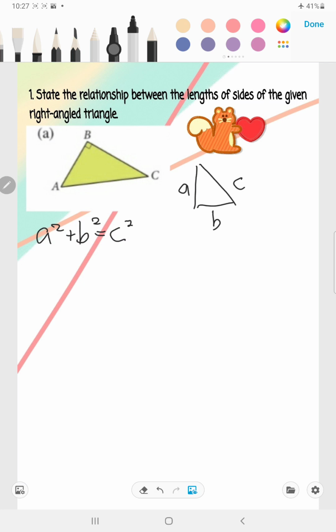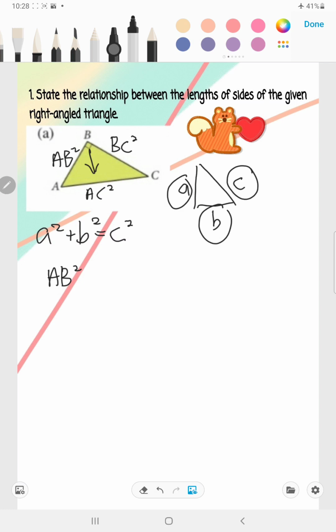So as we know, if we want to find the hypotenuse, you have to add a square and b square. So the hypotenuse is AC. If we want to find AC square, we have to add BC square and AB square together. So the answer will be AB square plus BC square is equal to AC square.